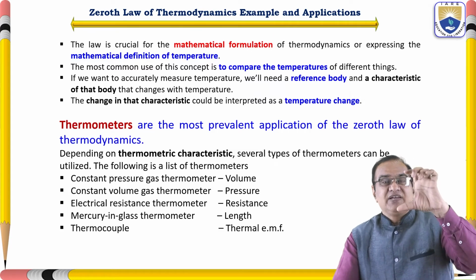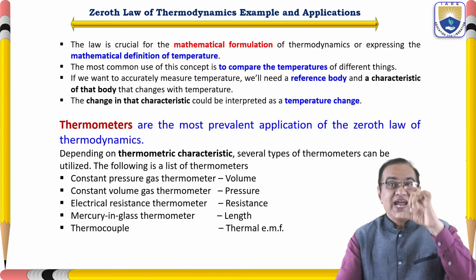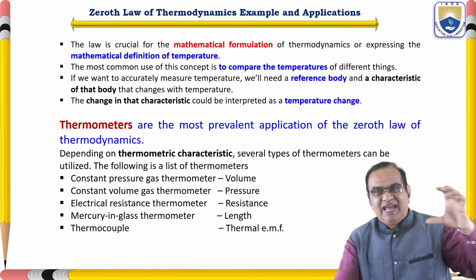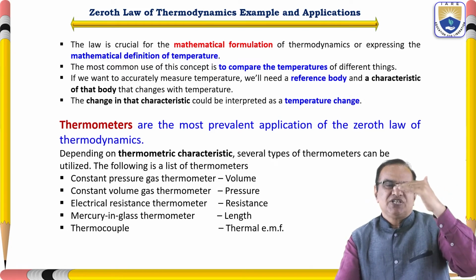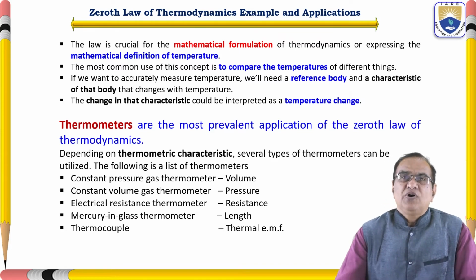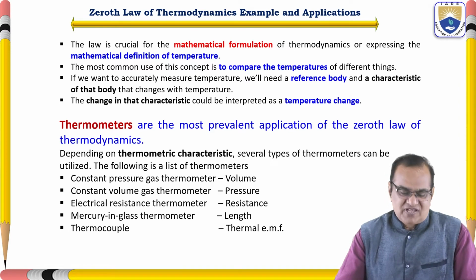So like in the medical thermometer, we are putting some mercury. That mercury will expand in the same ratio as the temperature, and we can calibrate it and mark it 0, 1, 2, 3, 4, 5, like this we can make it. So thermometers are the most prevalent application of the zeroth law of thermodynamics.